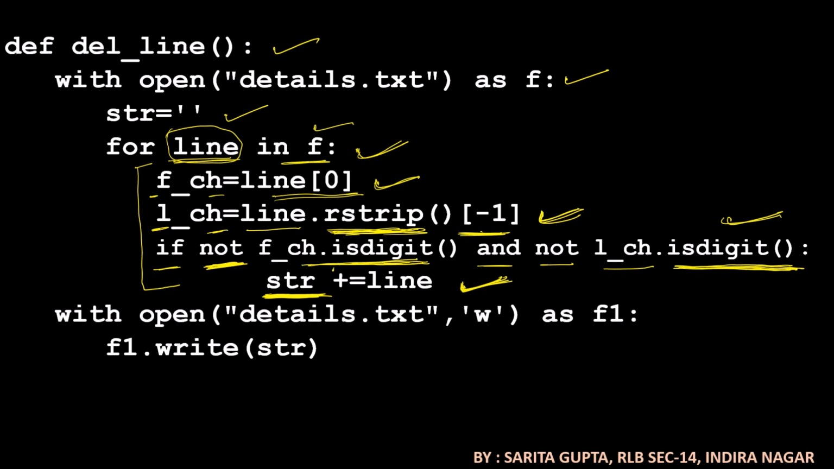Next, writing the value of str onto the same file by opening it again in write mode with any other file object. Hence, the previous contents of the file will be truncated and the value of str will be written onto the file, thus removing all lines which are starting or ending with a digit from the file. Again, at the end of each with block, the file will be closed automatically.